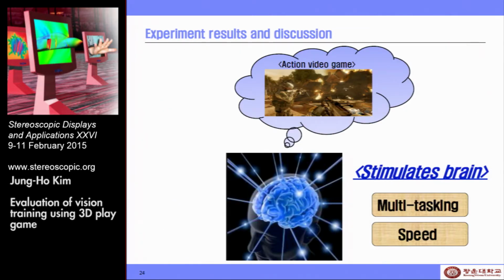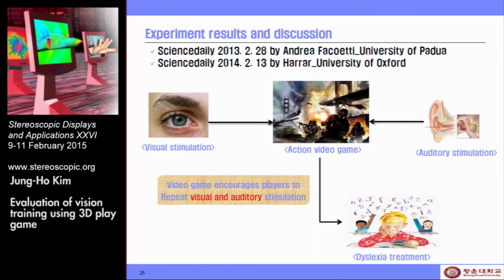Action video games stimulate overall parts of the brain, requiring multitasking and speed. Video games encourage players to repeat visual and auditory stimulation. It can be helpful even for the treatment of dyslexia.